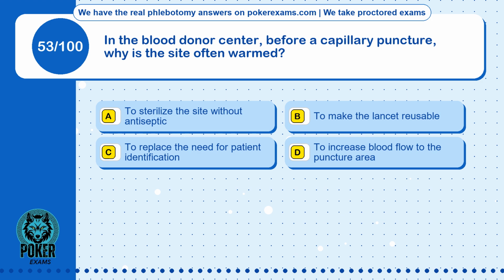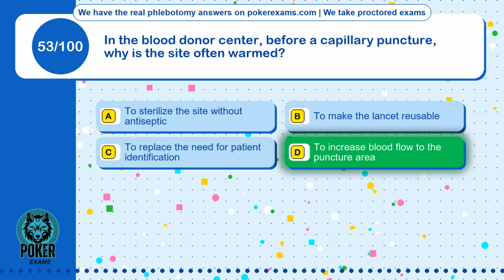Question 53. In the blood donor center, before a capillary puncture, why is the site often warmed? Option A. To sterilize the site without antiseptic. Option B. To make the lancet reusable. Option C. To replace the need for patient identification. Option D. To increase blood flow to the puncture area.